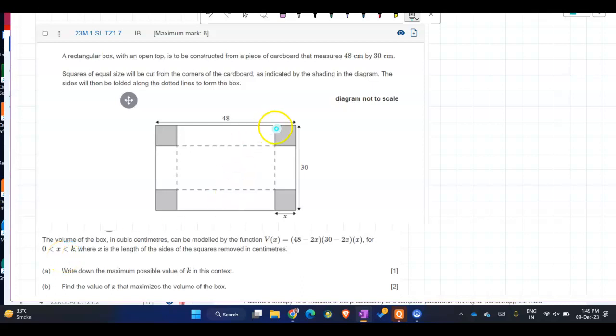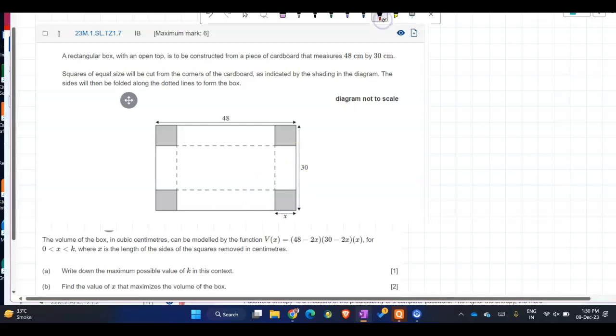Now k is the side of the square. You can cut off bigger squares also from here. The maximum value is 30 divided by 2, so 15. Correct? The maximum will be 15. So k is equal to 15 because obviously 30 is the smaller side. So the maximum possible value is 15.